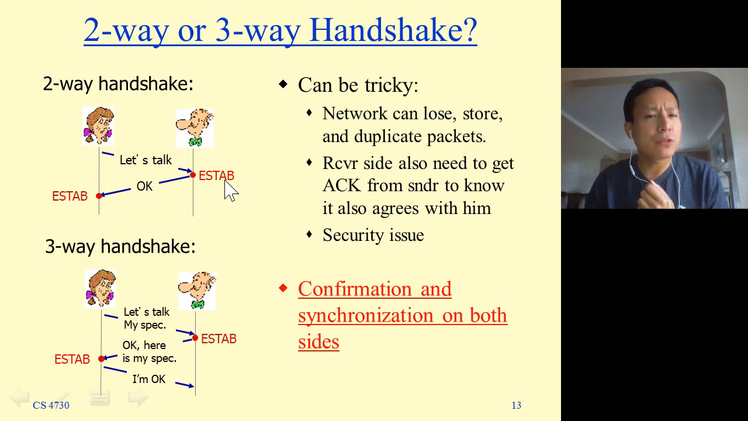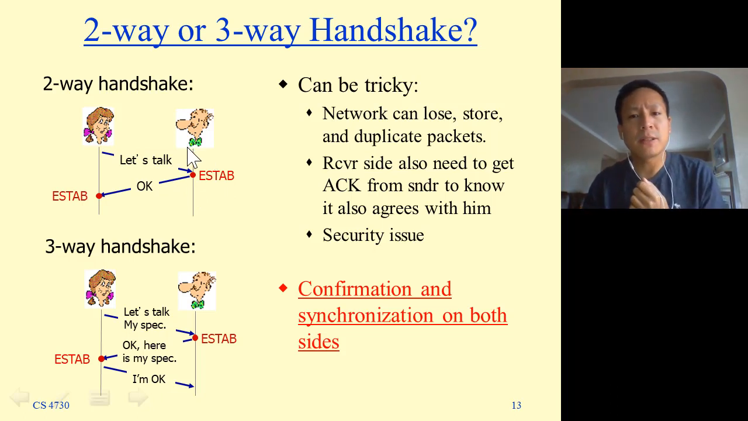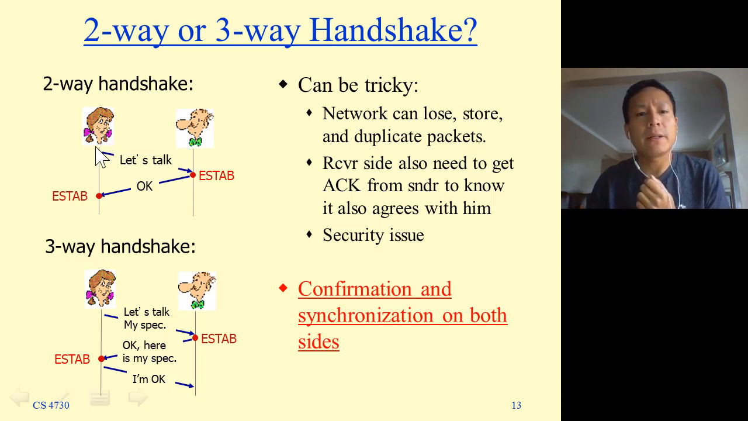But is there any potential issue if we just do this two-way handshake? Actually, there is some issue. You can see it from this angle. Suppose Alice says let's talk, and she sends all the parameters to Bob, and Bob looks into that and decides that he will accept all the parameters and capabilities that Alice may have, right? And then on the Bob side, it's just confirmed. But what about Alice's side?